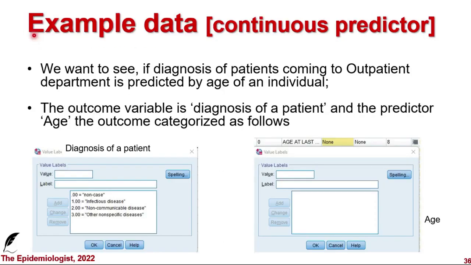The example took the outcome variable to be the diagnosis of patients coming to the outpatient department, OPD. The outcome variable, diagnosis of a patient, is predicted by the age of the individual study subject, having categories of 0 for no case, free of a disease, 1 for infectious disease, 2 for non-communicable disease, and 3 for non-specific disease. The predictor age is a continuous variable.